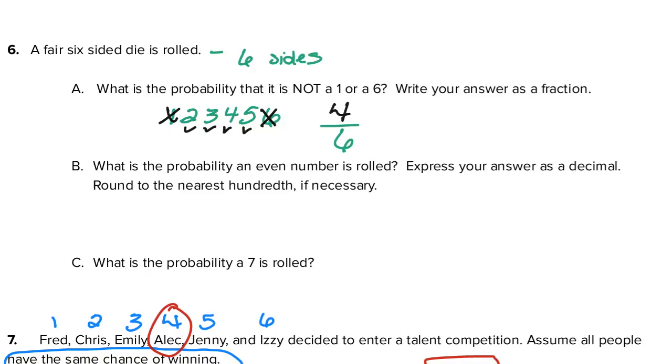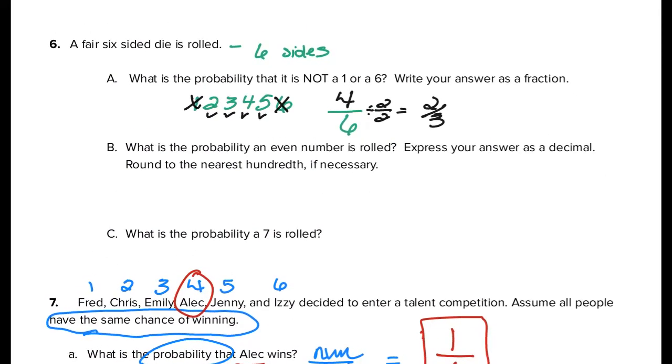And we should reduce it. It doesn't say reduce. It doesn't say not to reduce. But since they're both even numbers, we should reduce it to 2 out of 3. Excellent. Yes, that is correct. Okay, so that is the first one.